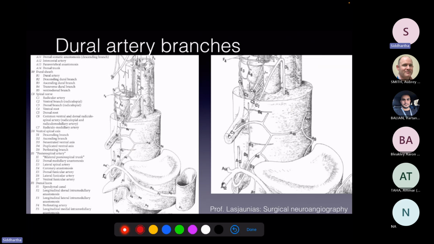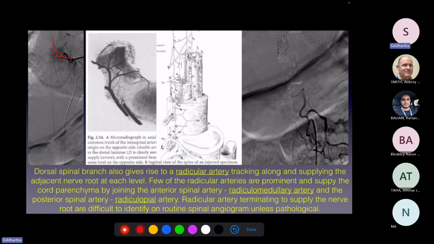So this is the artery which tracks along the nerve root and joins the spinal cord. When it joins on the anterior surface, it forms the anterior spinal axis, while when it joins laterally onto the part outside, that forms the lateral spinal artery. So that's called a radicular artery, while the one which joins the axis is called the radicular medullary artery. Okay, so we need to understand more about this.